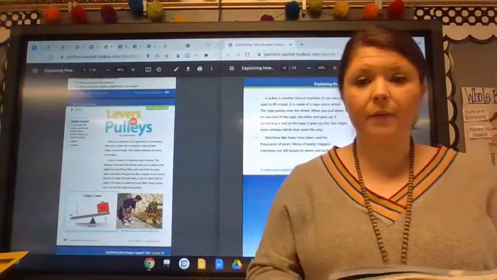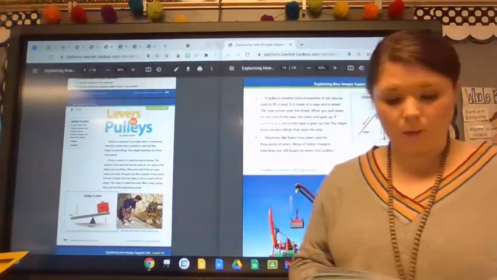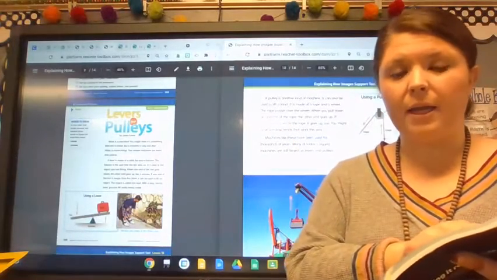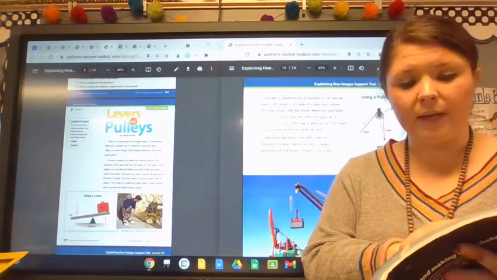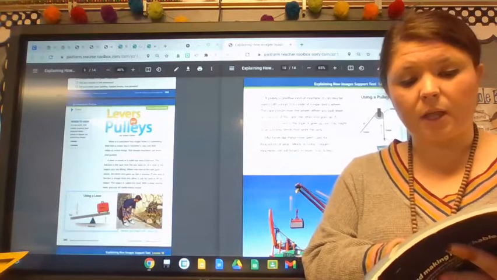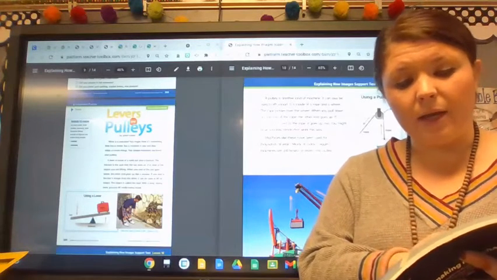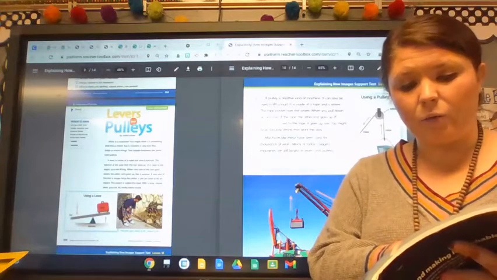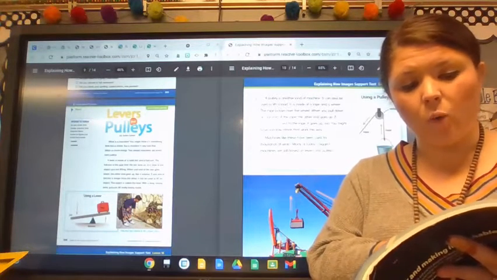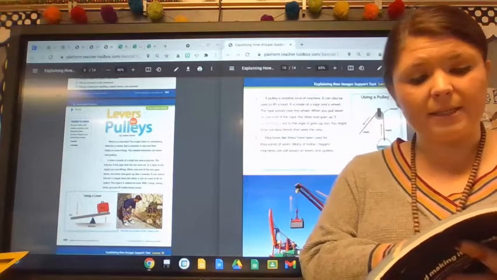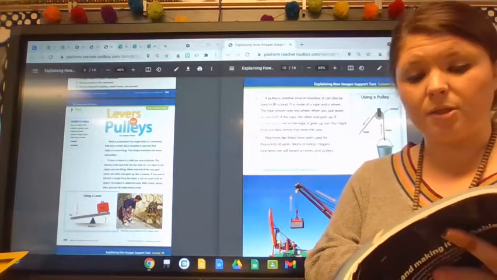All right, we're in paragraph number 3 on page 305. Put your helper finger on the first word. Ready, read. A pulley is another kind of machine. It can also be used to lift a load. It is made of a rope and a wheel. The rope passes over the wheel. When you pull down on one end of the rope, the other end goes up. If something is tied to the rope, it goes up too.